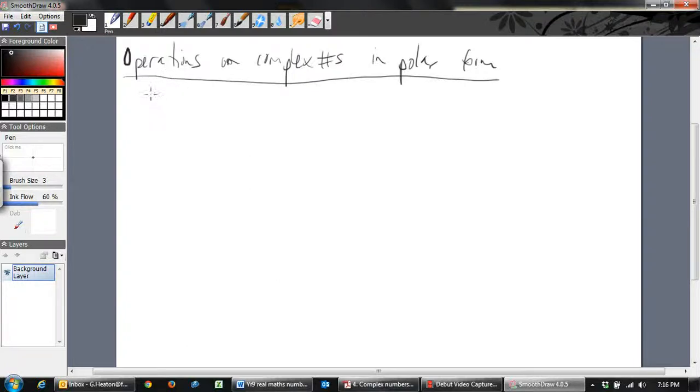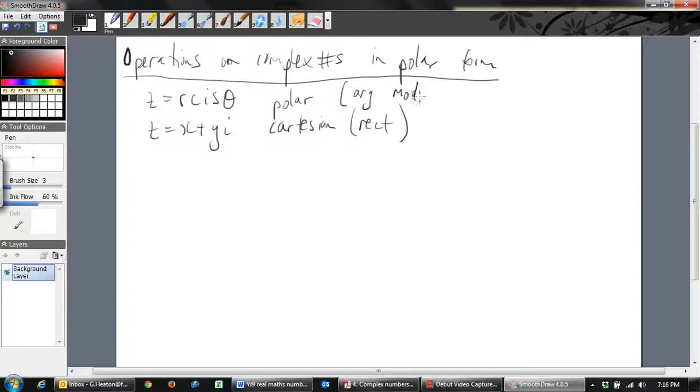Okay, so just to remind you what we mean, r cis theta is polar, and z is equal to x plus yi is Cartesian, or rectangular, so that's another way. Polar is also called argument modulus form as well. Some of them always have different names, that sort of thing. There you go.